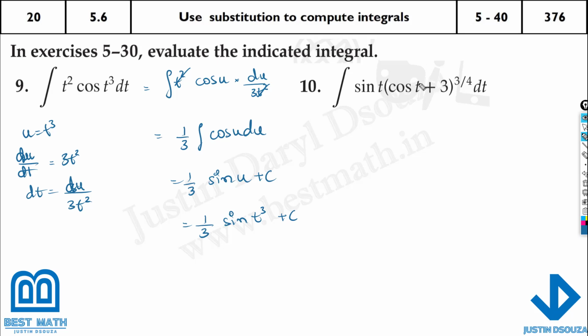What about the right side? Now here we need to look at this carefully. It is sine t multiplied with cosine t plus 3 whole power 3/4.